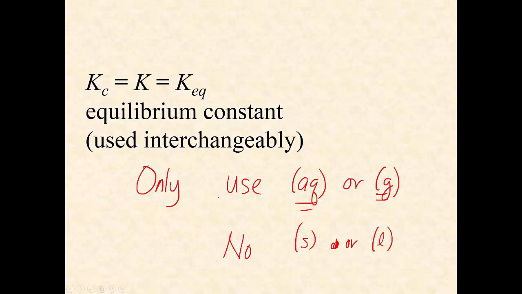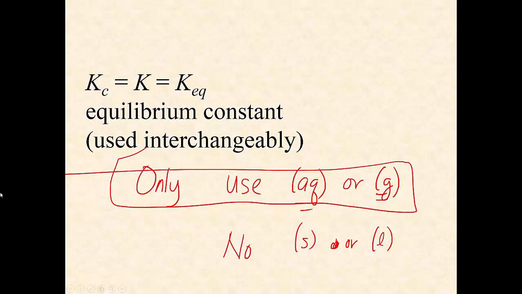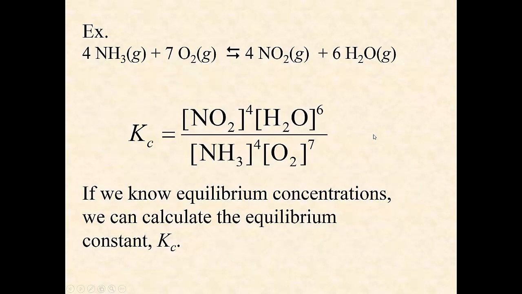No solids or liquids. Please, please, please put that in your brain, because this can be an easy point just to say write the equilibrium expression, but you have to make sure you have products over reactants. You're only using aqueous and gas. So look at this example. First thing we check: gas, gas, gas, gas. Okay, I'm going to use all those.